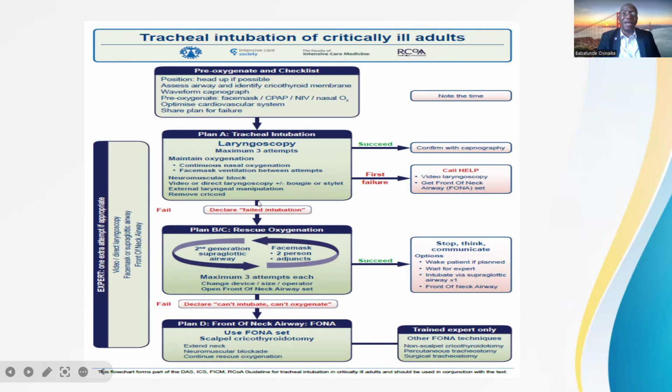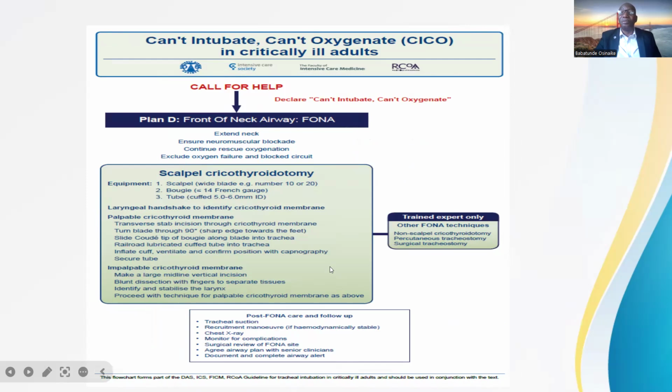Now, if after 3 attempts you have to declare failed intubation, you ensure oxygenation is maintained, then you go on to second generation supraglottic airway, face mask. All these are to ensure oxygenation. At this point, you want to just ensure oxygenation as much as possible and think of what to do. You want to wake up the patient, you want to wait for an expert, or you want to intubate through a supraglottic airway, or do front of neck access, okay? So when all this fails you, then you go to front of neck access. Let's go on, our time is up.